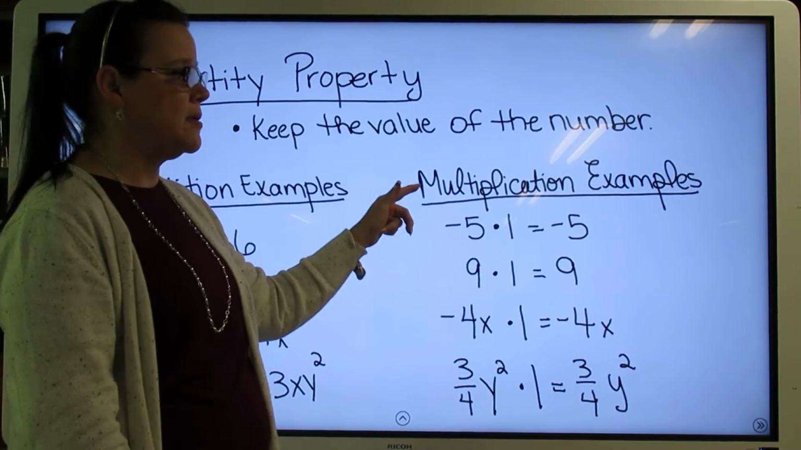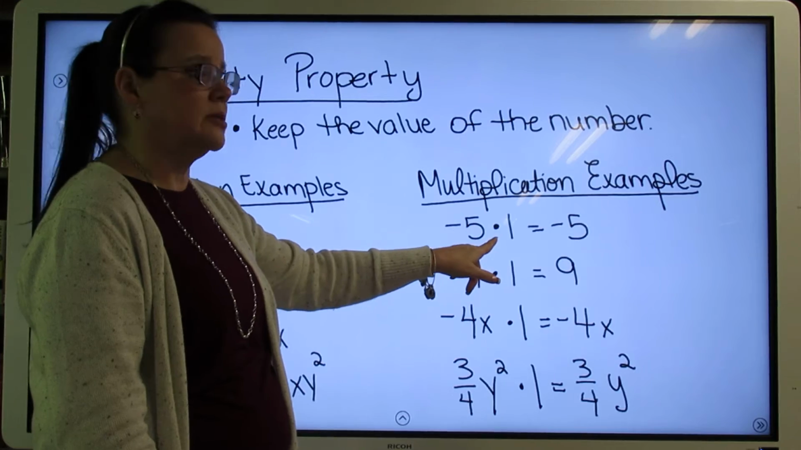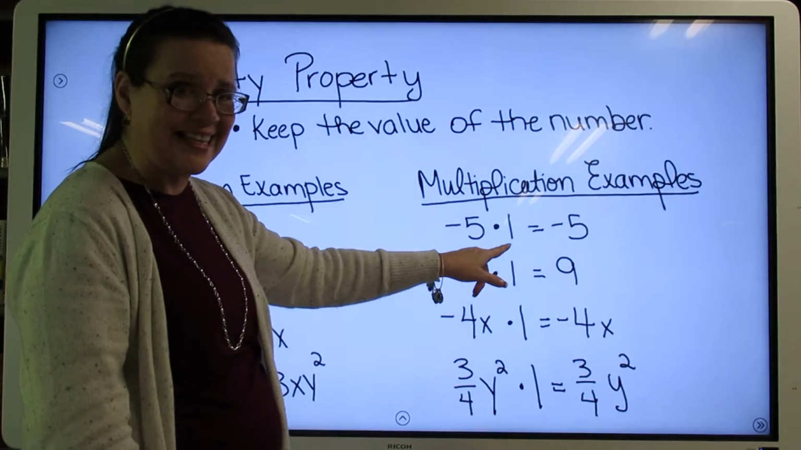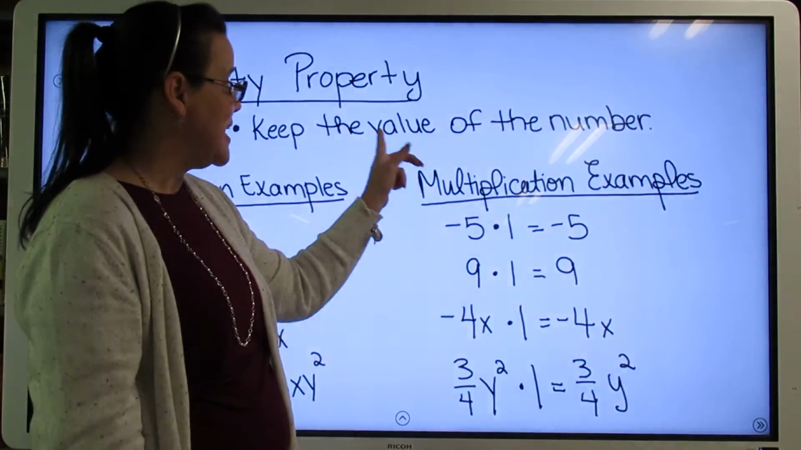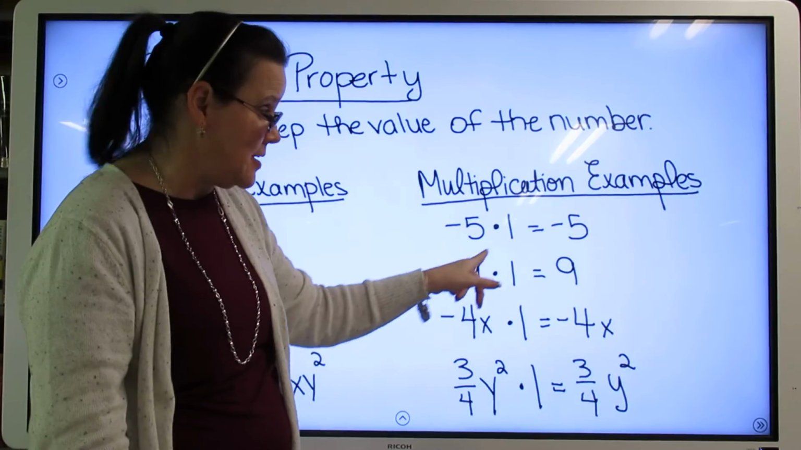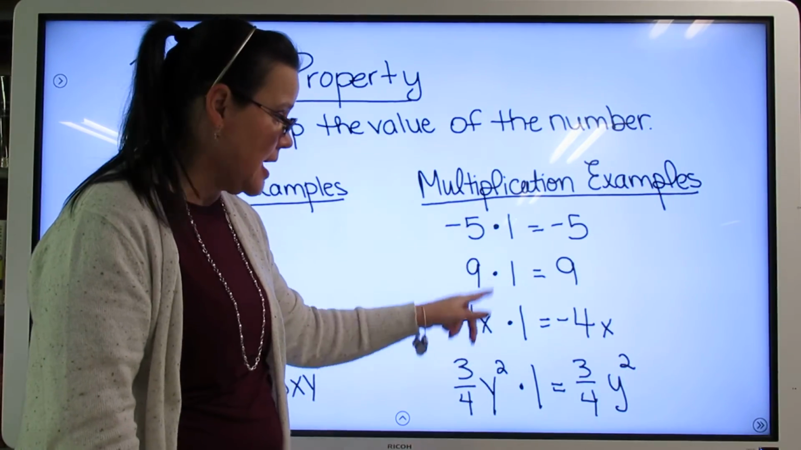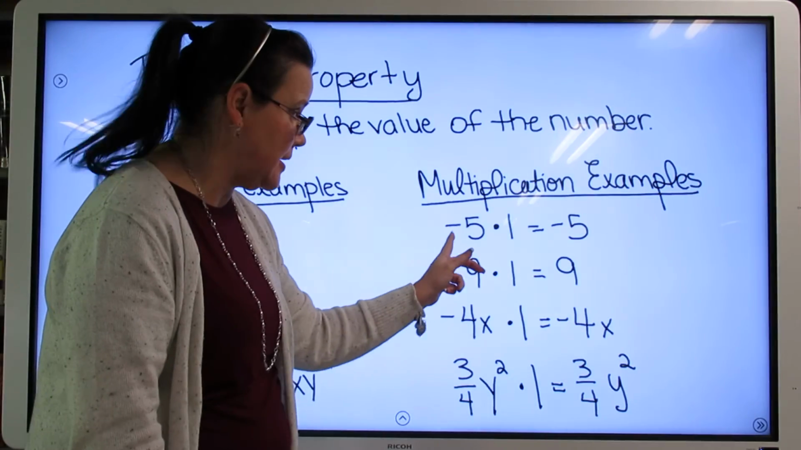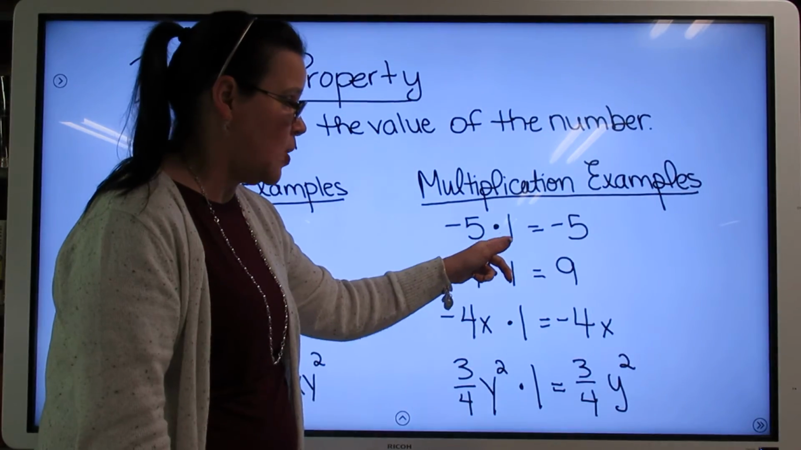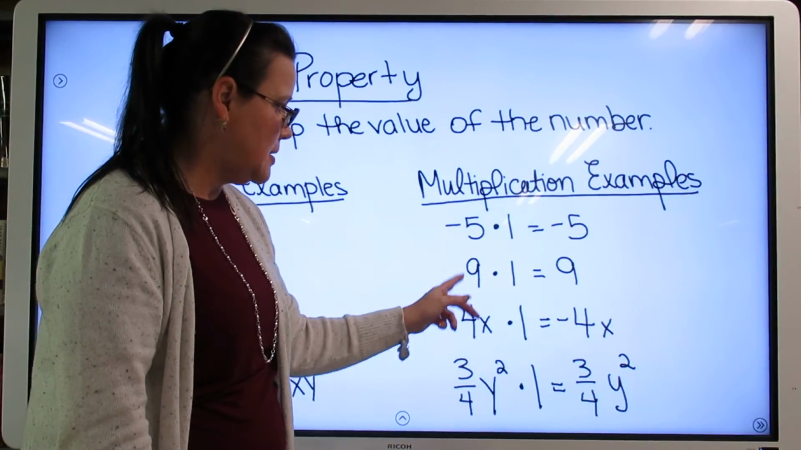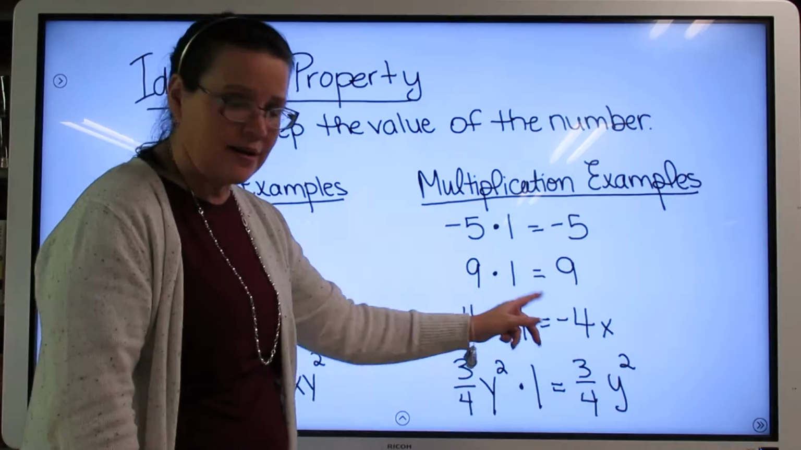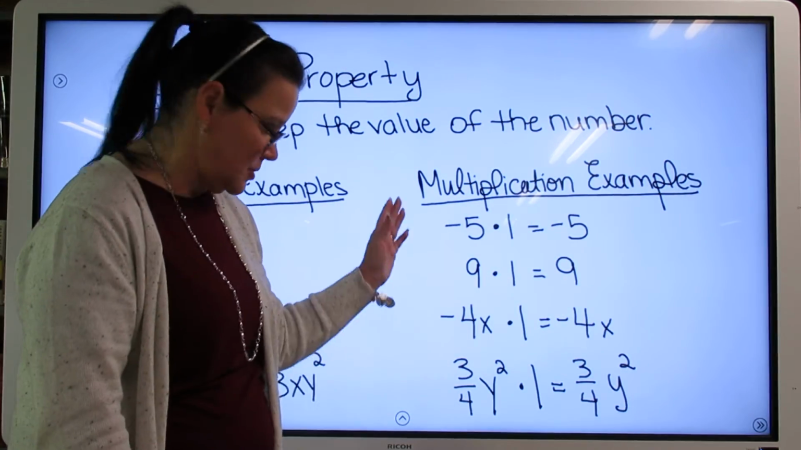The identity property of multiplication is when they would use a multiplication, but they use a 1 instead of a 0. And it is the same value of the number that it's multiplying it with. Anything times 1 is itself. Negative 5 times 1 is negative 5. 9 times 1 is 9. And so on and so forth. And you see how that's written.